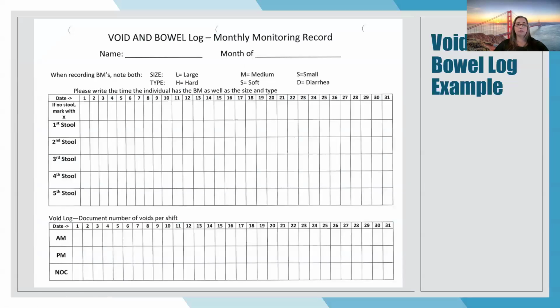This is just an example of a bowel log. This is like one that staff would probably use if they were tracking. They might mark how many times they went on the 3rd, on the 4th. And then you can look at this each day and see how long it's been since they went.